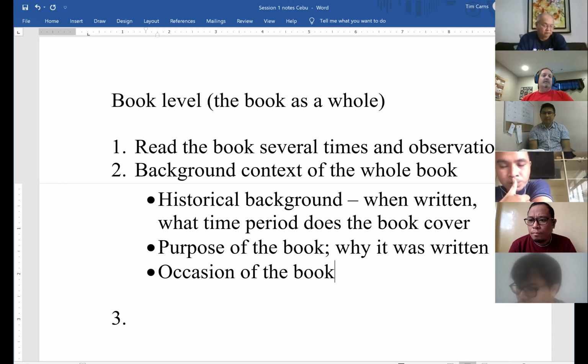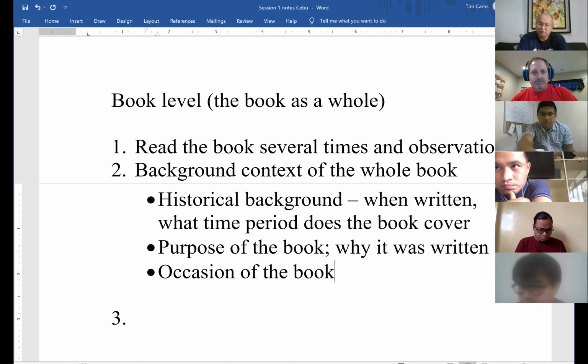What prompted the poem to be written? A lot of times we'll find that information within the poem. Sometimes we'll see a lot, sometimes not very much. But as best we can, we want to try to answer what caused this poem, or book, to be written.